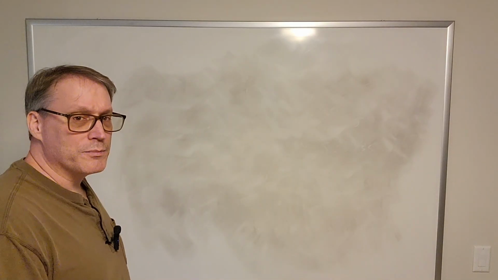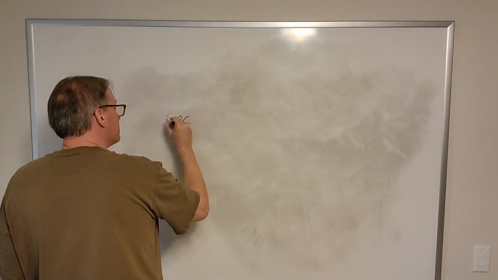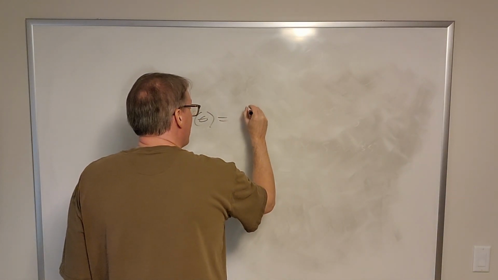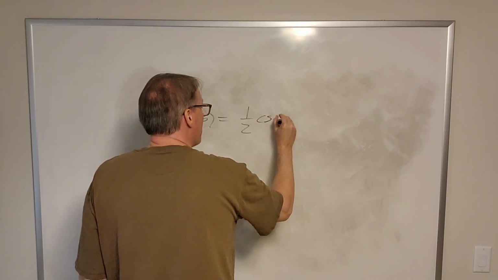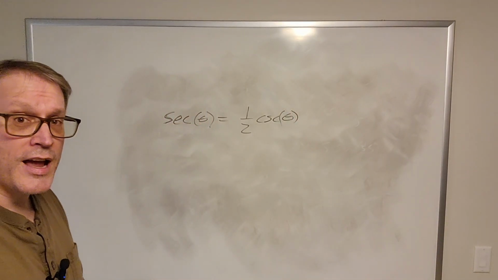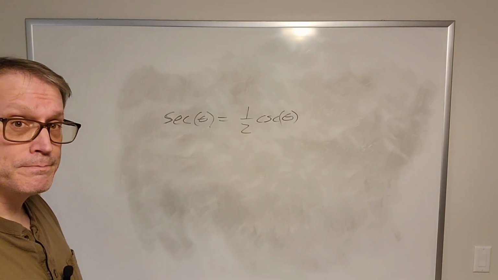Let's do one last problem. What if secant of theta is half that of cosecant of theta? What is theta? Secant is half of cosecant. Give it a shot.